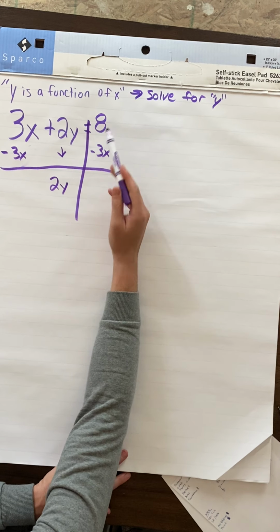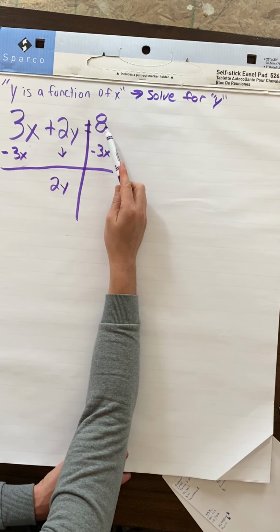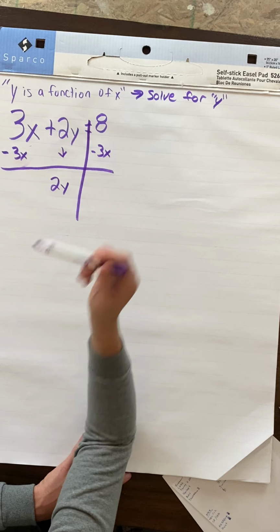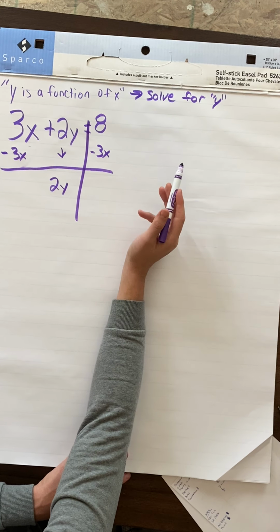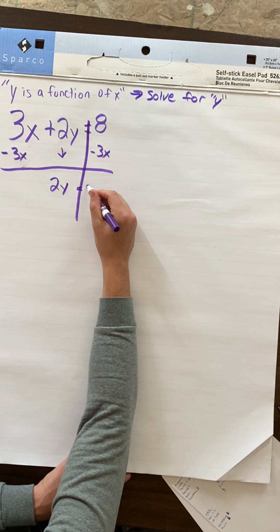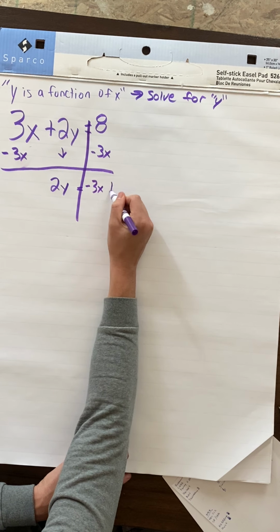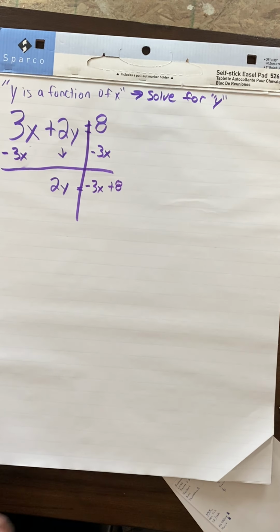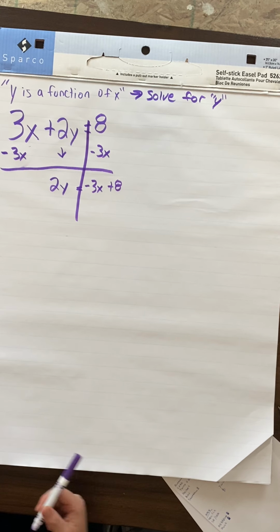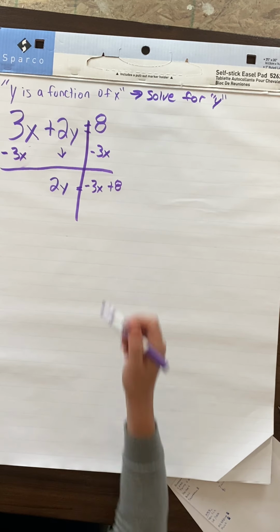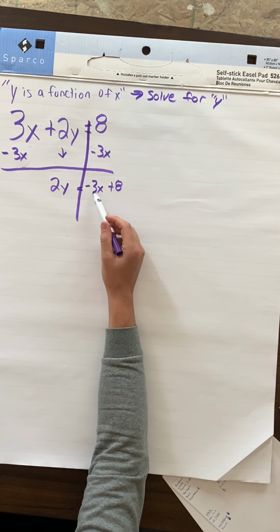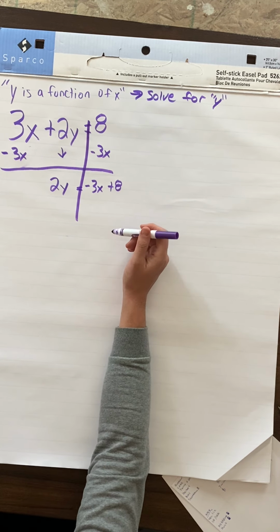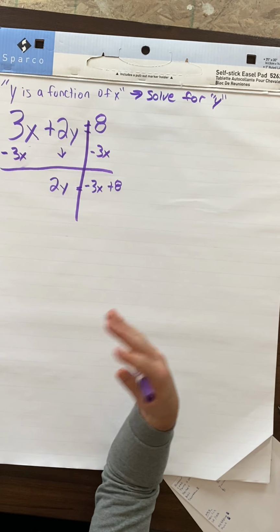And then on the right side, here's where people get confused because they go 8 minus 3x is 5x. These are not like terms, so we cannot subtract them. So we just put them there. So we're going to put negative 3x plus 8. Some people are probably thinking, well, why isn't it 8 minus 3x? It means the same thing, but we always want to put our variable first. That's why it's negative 3x plus 8. That would mean the same thing as 8 minus 3x.